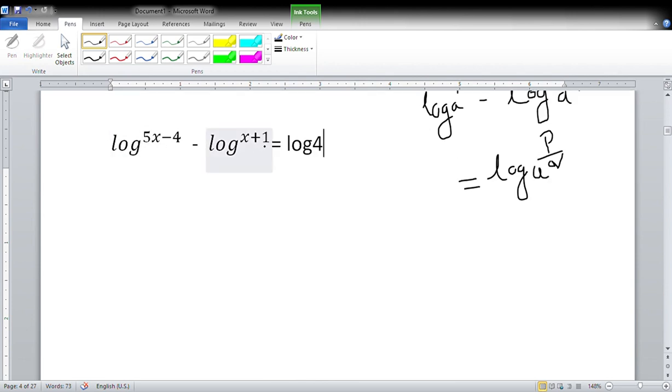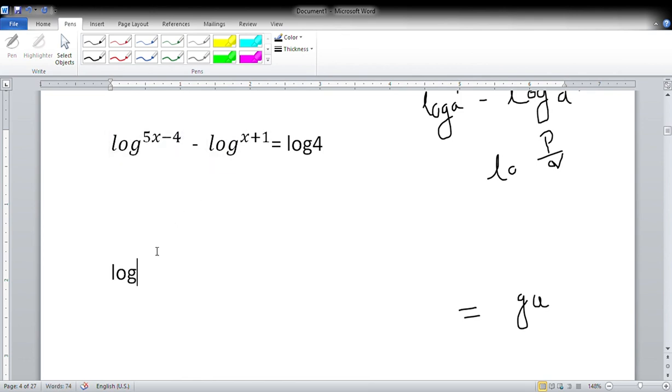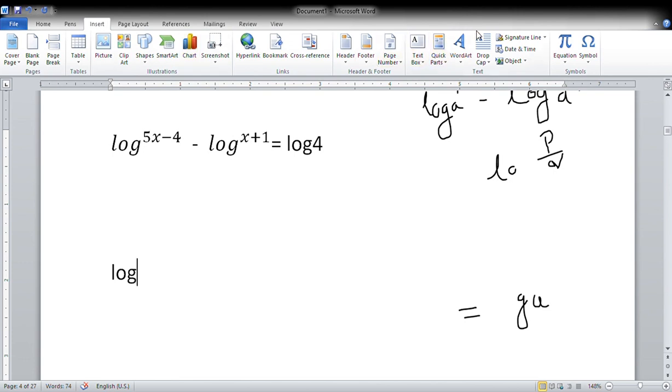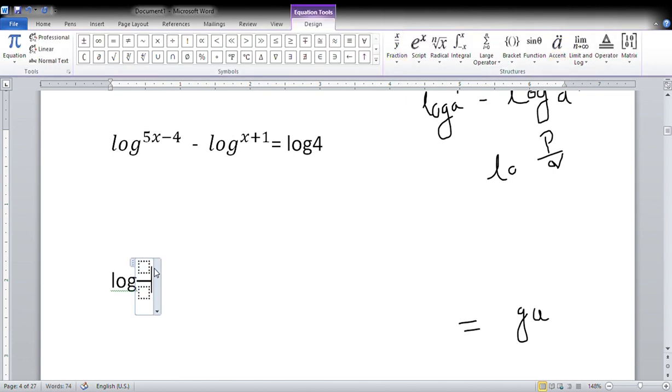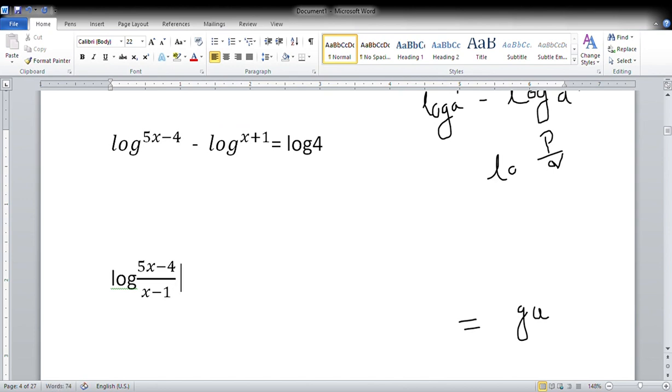So log(5x minus 4) minus log(x plus 1) you can write as log of (5x minus 4) divided by (x plus 1) is equal to log 4, right?